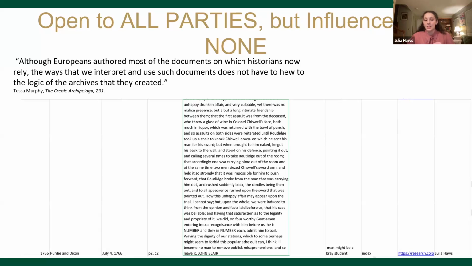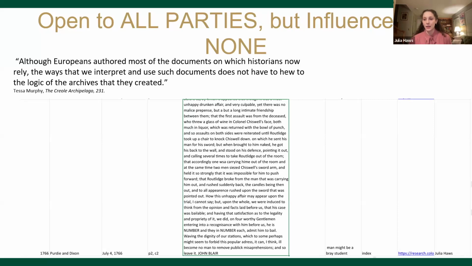But like I said, enslaved people are not contributing to them, and they aren't being explicitly mentioned very often, except in runaway ads, which appear quite frequently, or in auction notices. And so if we want to use these to understand the lives of our scholars, we have to take a more creative approach to reading them.